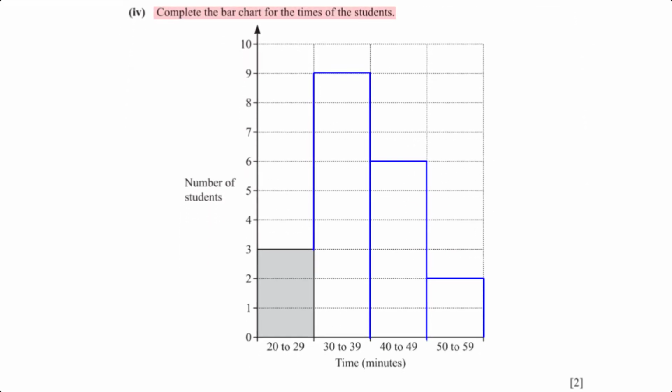Complete the bar chart for the times of the students. From the stem and leaf diagram, the number of students with times from 30 to 39 minutes is 9. The number of students with times from 40 to 49 minutes is 6. And the number of students with times from 50 to 59 minutes is 2.